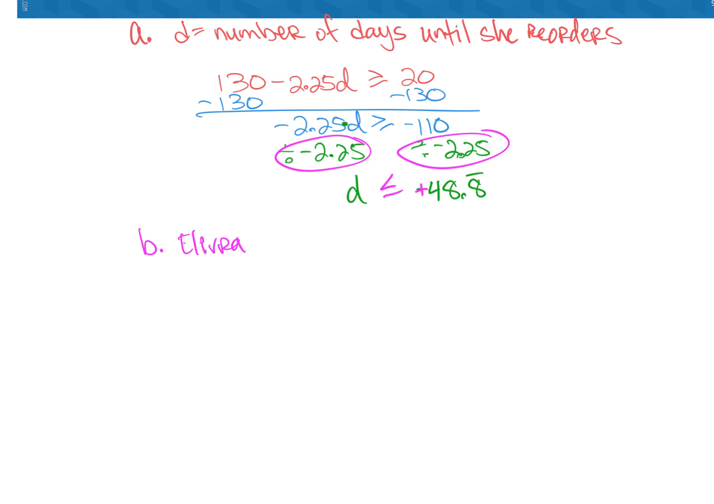So can we have 0.8 of a day? Not really. So we need to round down and make it just 48, right? So let's go ahead and put this into a sentence.